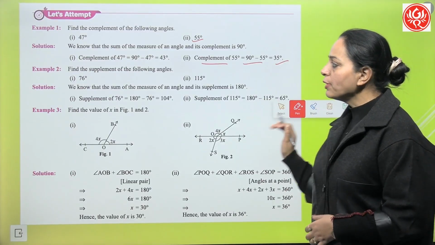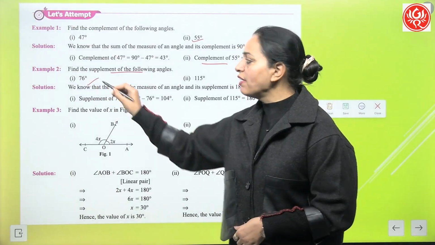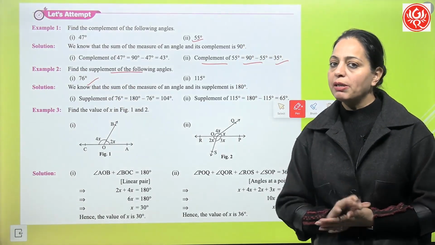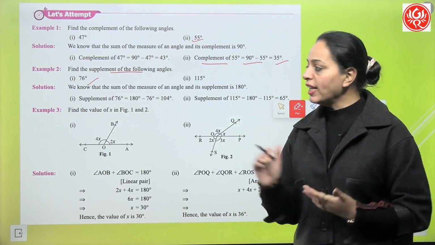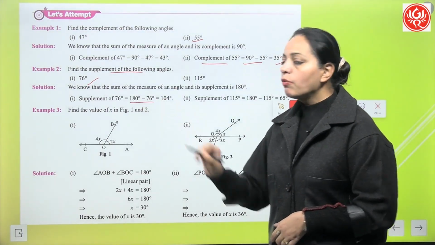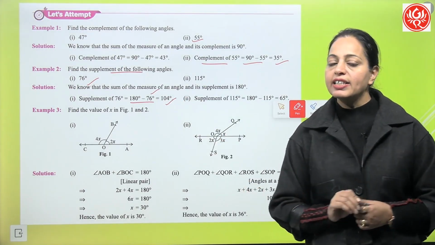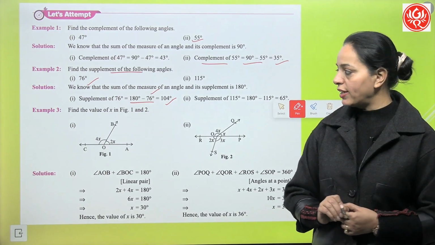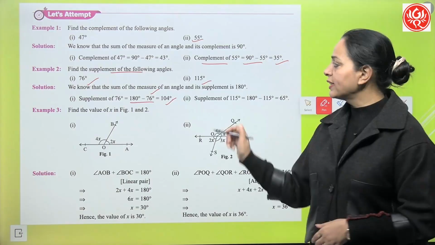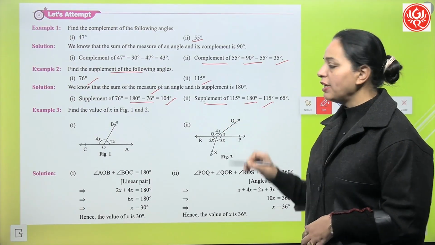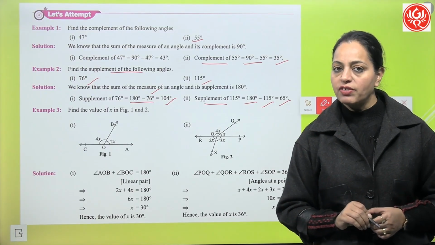Fine. Example 2, find the supplement of the following angles. The first one, 76 degrees. You know supplementary angles, their sum is 180 degrees. So how can we find the next angle? 180 degrees minus 76 degrees, that is 104 degrees. Okay. Now the second part, 115 degrees, its supplement is 180 minus 115, that is 65 degrees.